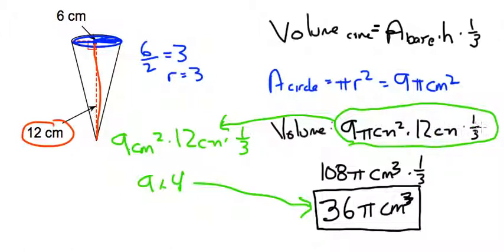So you don't have to just start from the left and multiply. If you have A times B times C, it might be easier to do C times B or C times A first, and this is an example of that. But any way you did it, the answer should be 36 pi cubic centimeters.